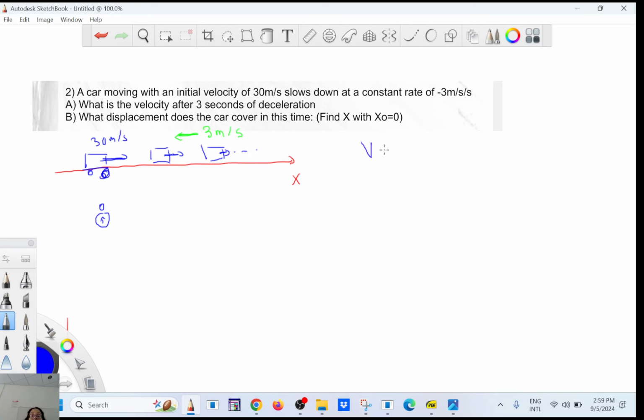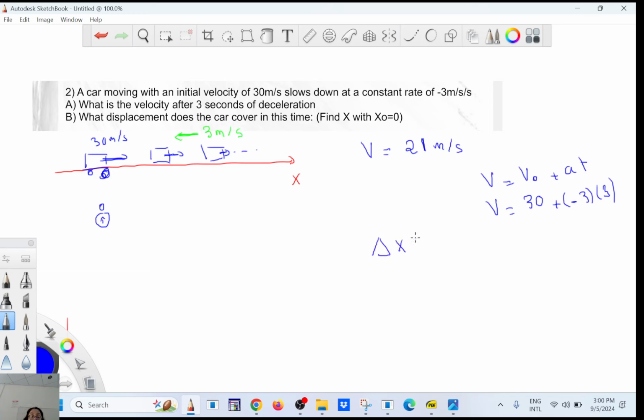So what's going to be the velocity? 21? Yes, you're right, 21. So you can use v equals initial plus a t. So final velocity equals initial 30 plus minus 3 times 3. Or it's easy, you see it decreases by 3 every second. So after 3 seconds, you decrease by 9. So it's 30 minus 9, which is 21. Do you agree?